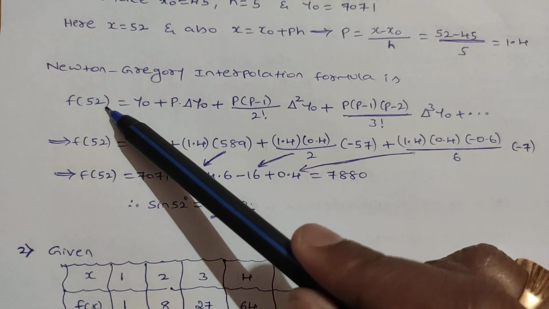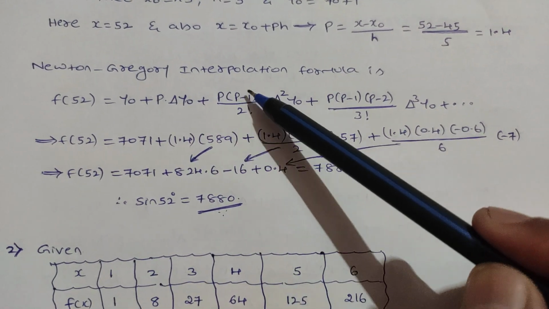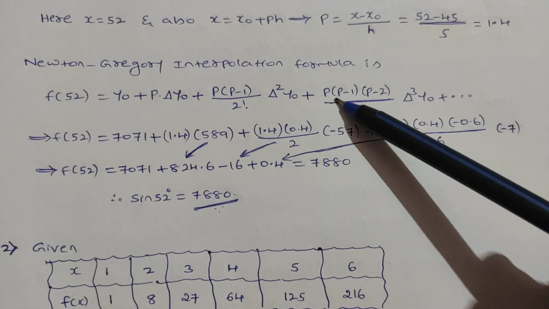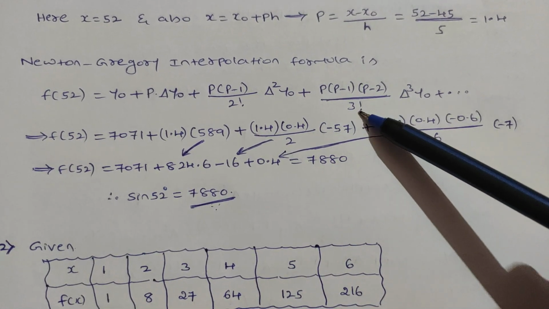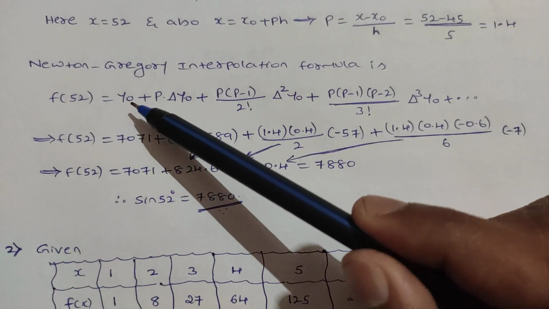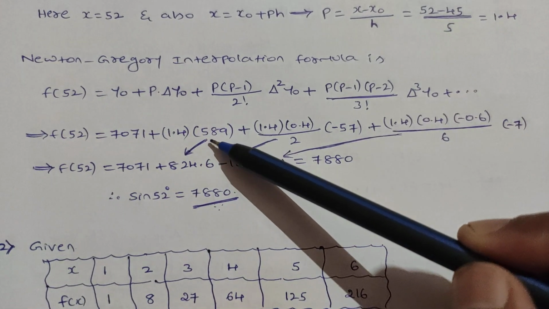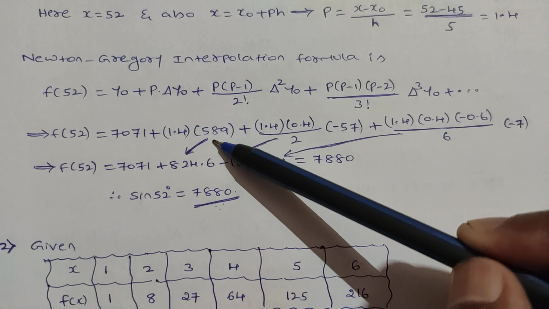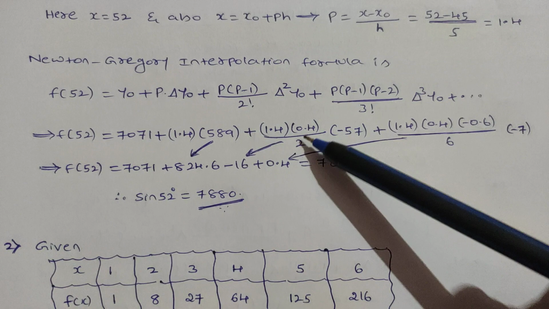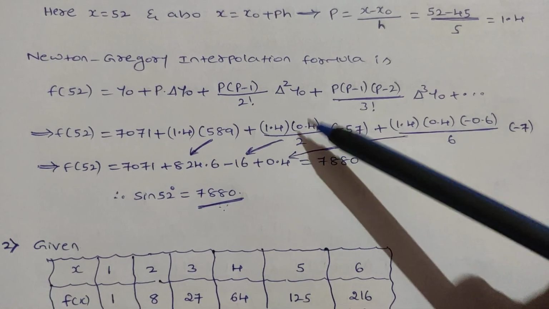So f of 52 equals y naught plus p into delta of y naught plus p into p minus 1 divided by 2 factorial into delta square of y naught plus p into p minus 1 into p minus 2 divided by 3 factorial into delta cube of y naught plus etc. So we are replacing the value of y naught as 7071. Delta of y naught, that is the first difference, will be 589 into 1.4. So 1.4 into 1.4 minus 1 divided by 2 factorial, 2 factorial value will be 2, into delta square.